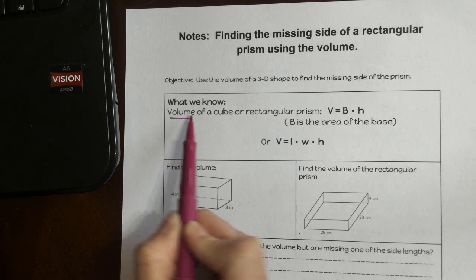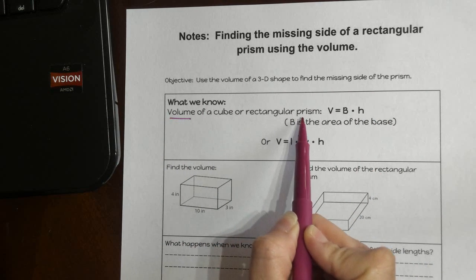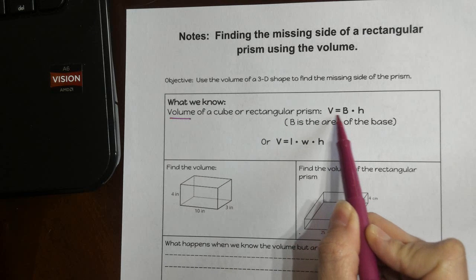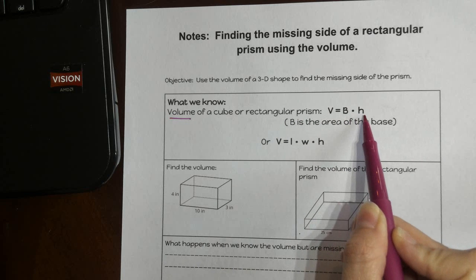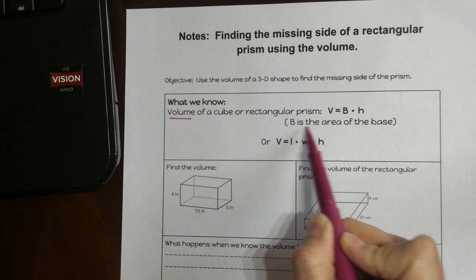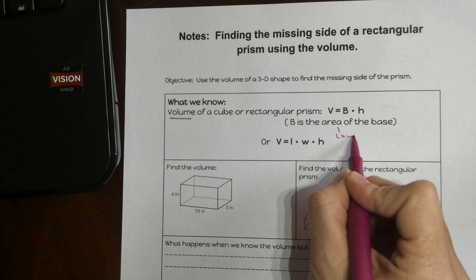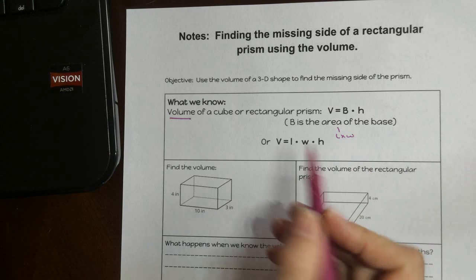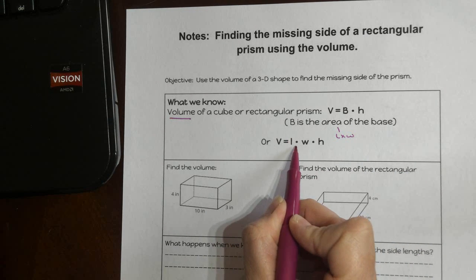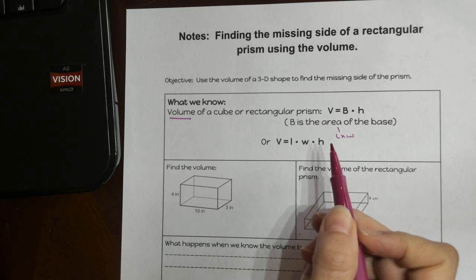We know the volume of a cube or rectangular prism is using the formula base times height. So the B, remember, is the area, or length times width, of the base. So in other terms, the length times the width times the height.